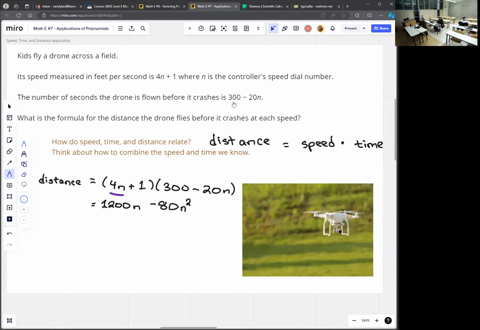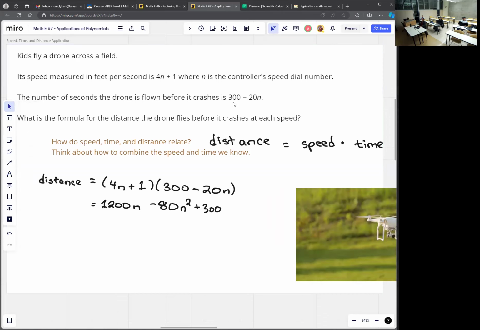So that was the outside. Now the inside, 1 times 300. Oh, that's an easy one. That's just plus 300. Okay, I'm going to move my drawing picture. And then last, 1 times a negative 20N. Okay, that's just a negative 20N.